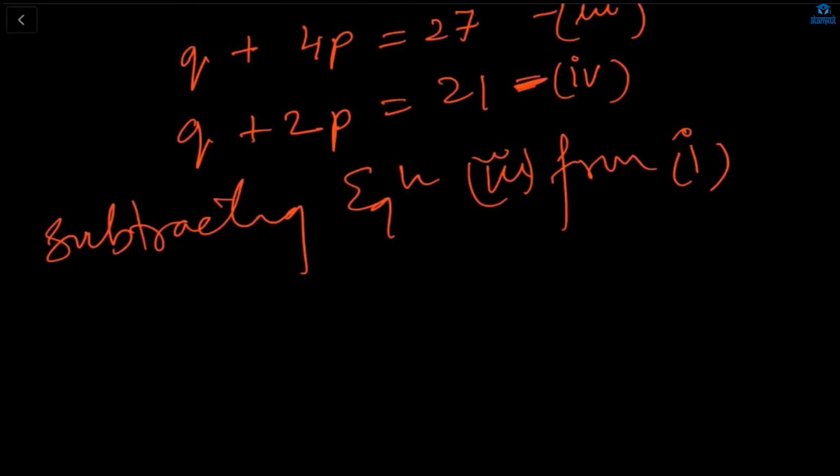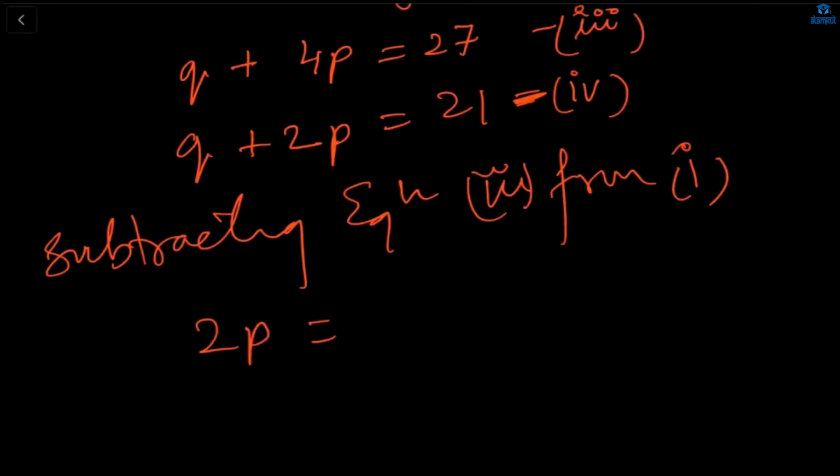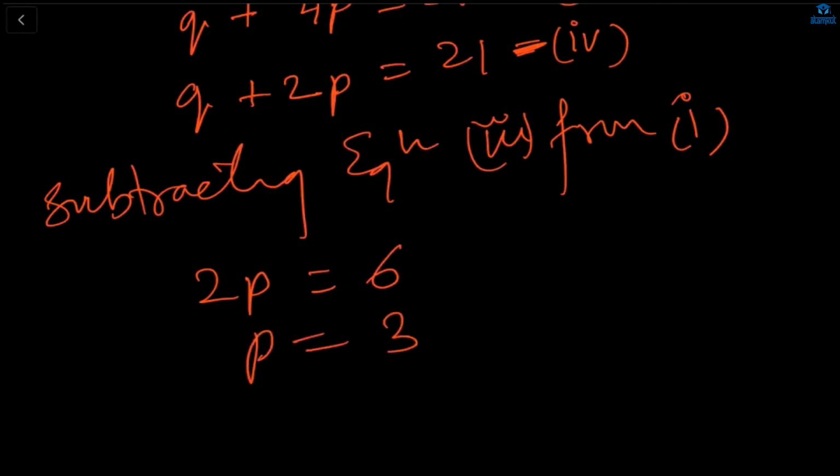Now both have q, so we can directly subtract the second equation from the first. So what will we get? q minus q will be cancelled, 4p minus 2p will be 2p, 27 minus 21 will be 6. So p is equal to 3. We got p is equal to 3.